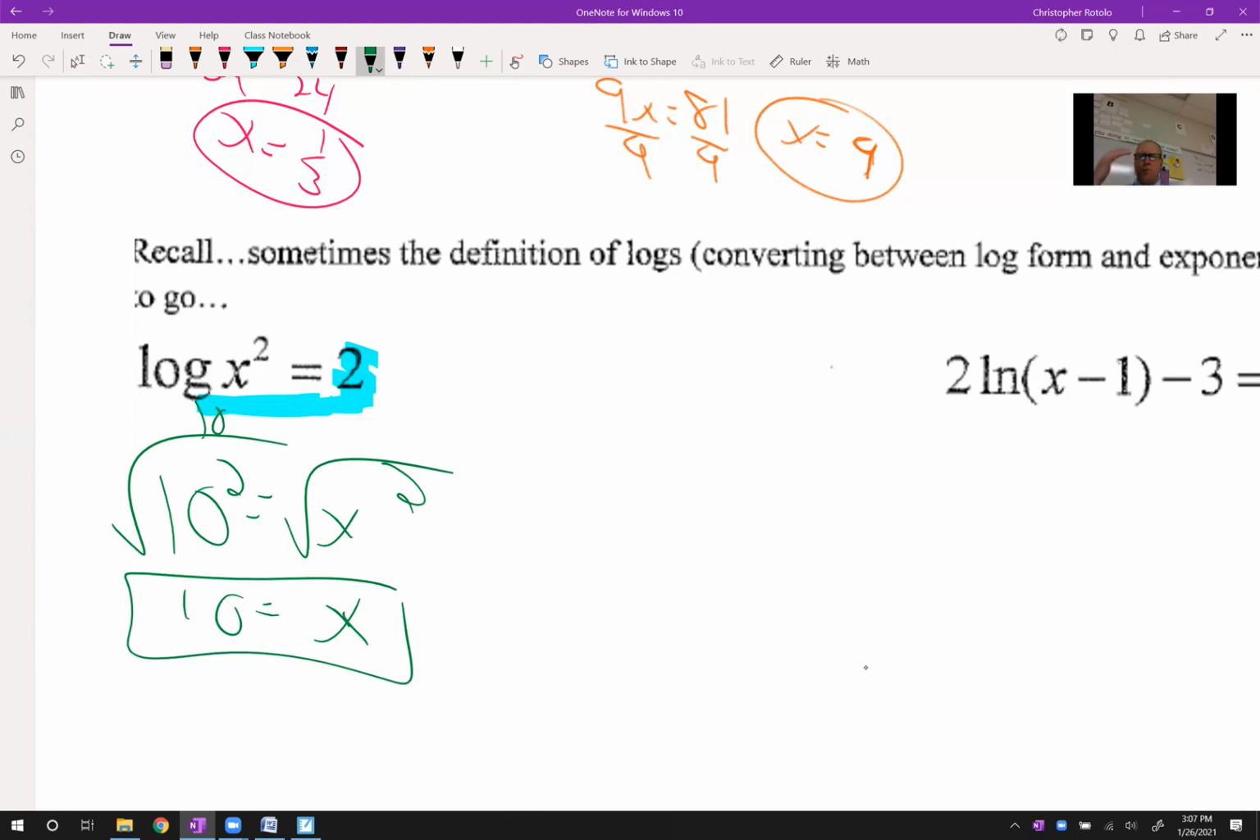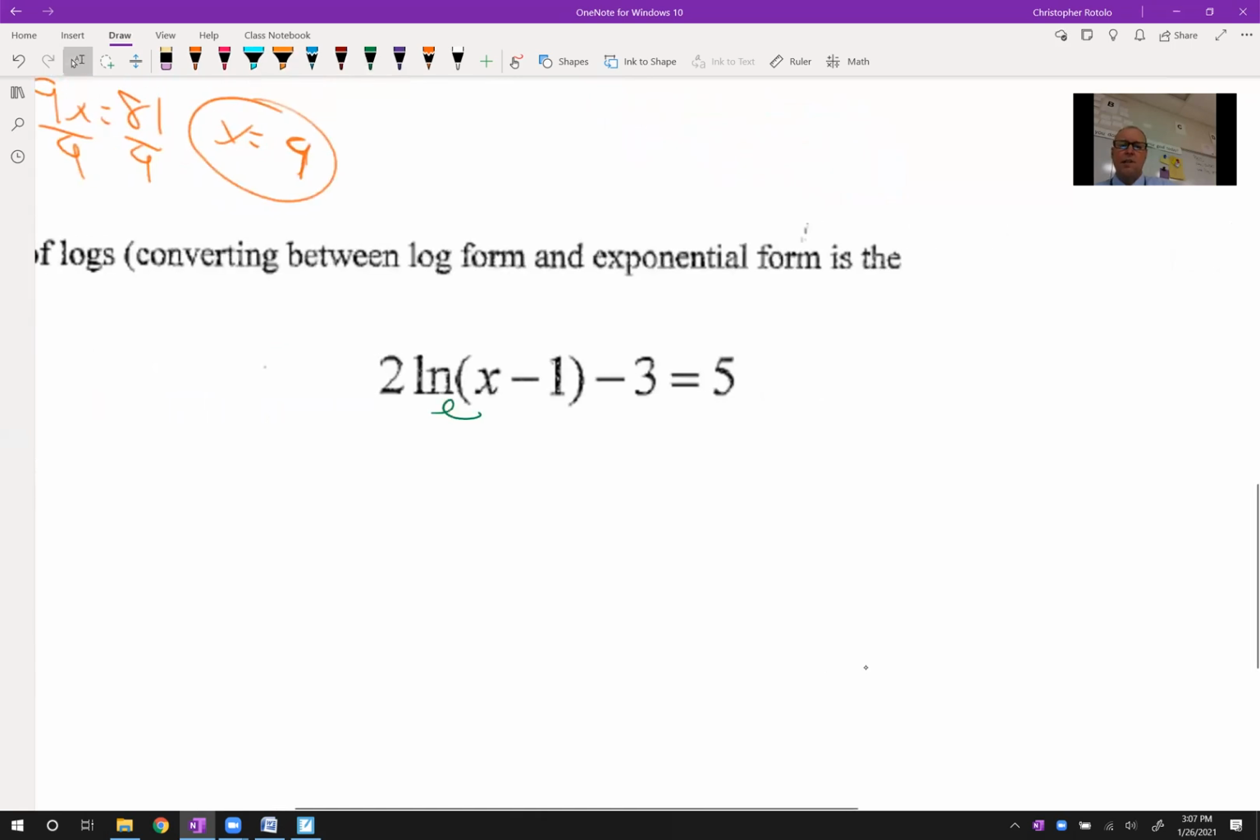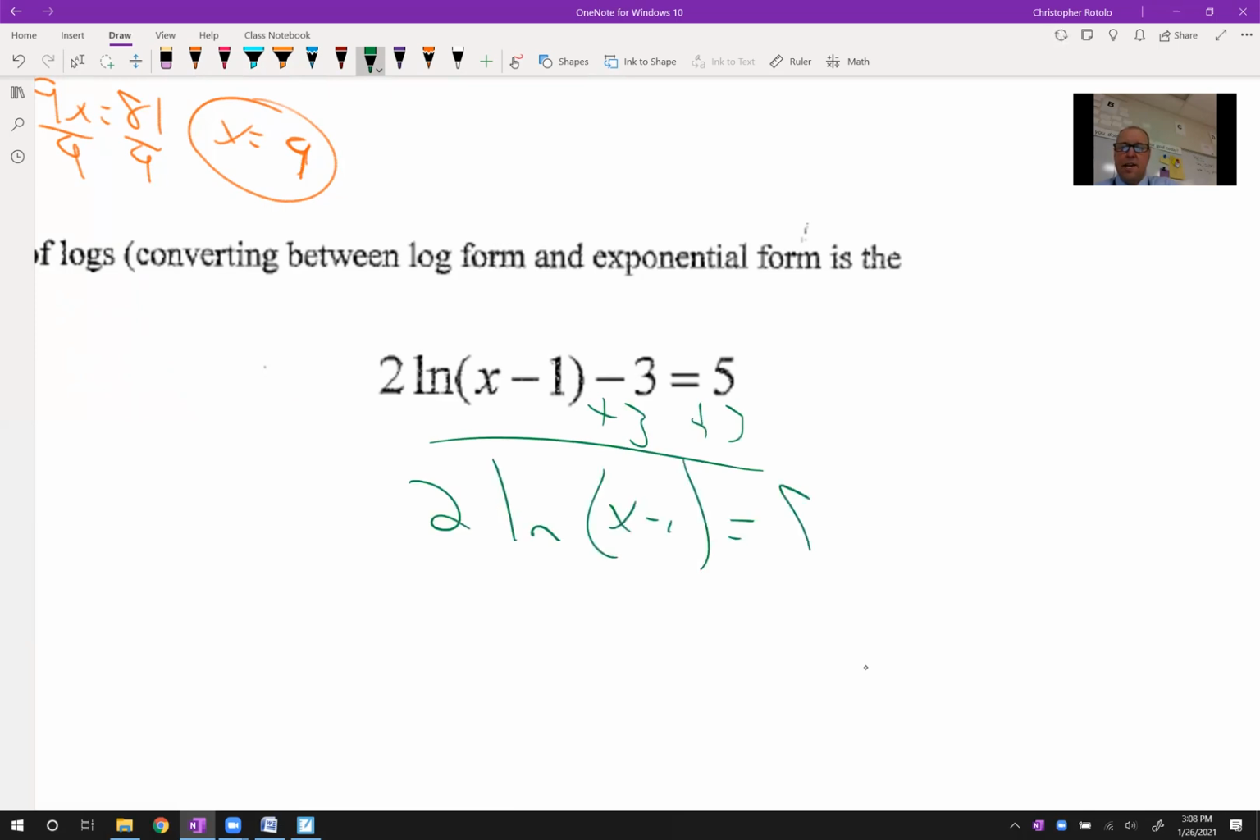And the other one I want to make sure I threw in here was a natural log, because remember that means the base would be e. All right, so not really proper to write it in, but I just want to put it in there so you can see it again, because seeing is believing. But what we'd like to do is get this all by itself. So I have a couple choices. I can add 3. So I get 2 natural log of x minus 1 equals 8.